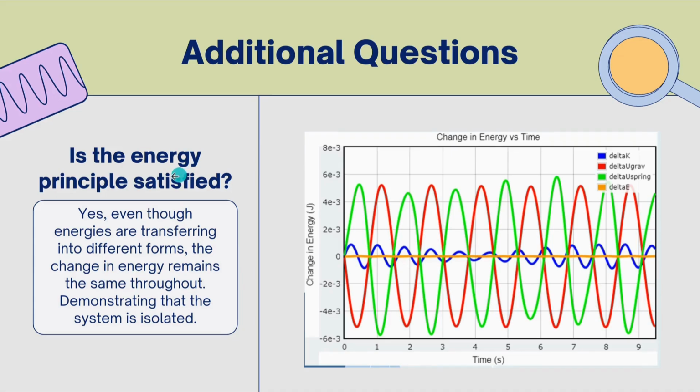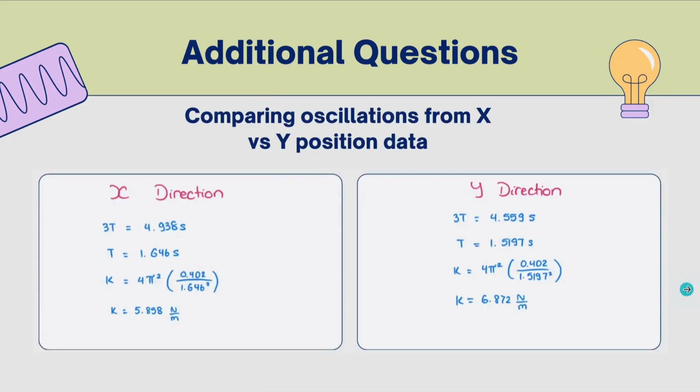However, is the energy principle satisfied? Yes, it is. Even though the energies are transferring into different forms, the change in energy remains the same throughout. As we can see, the orange line remains constant throughout the graph, demonstrating that the system is isolated, meaning that the energy is conserved.